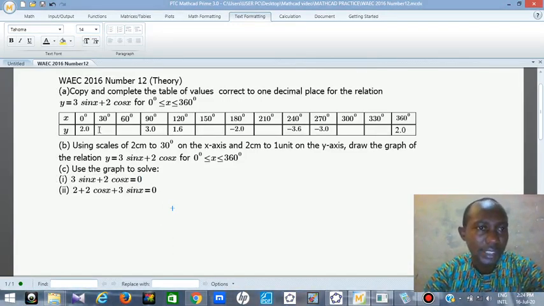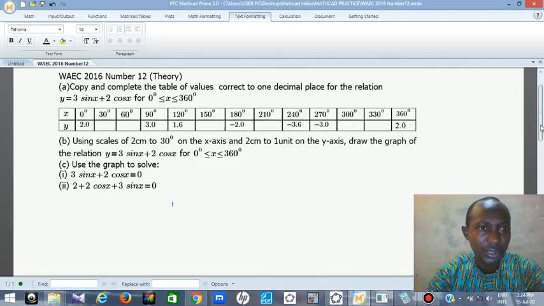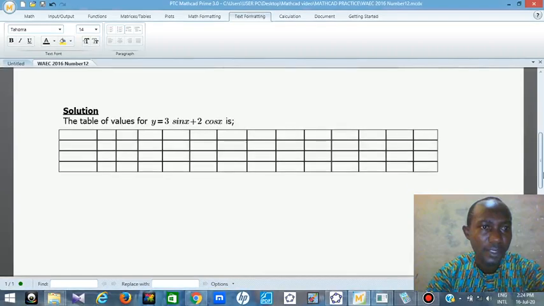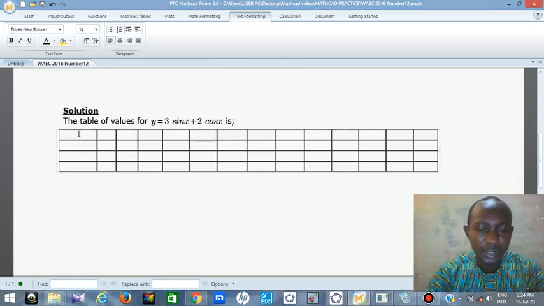Okay, let's go straight to solution. To start, let's start with the table of values. Without wasting time, let's go straight now. I've already prepared my table the way it's going to be. So this is the relation we are to draw the graph and plot the table. So we start with x. Since x is known, you put your x in this place.